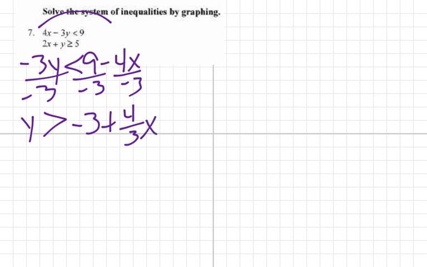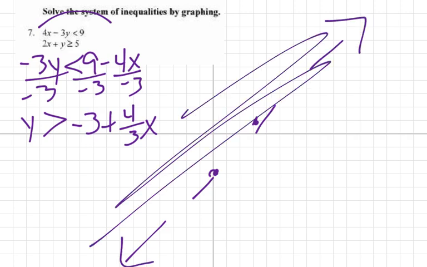So my first point, I'm going to go down 3. From there, I'm going to go up 4 and to the right 3. This is dashed, and I'm going to shade above.